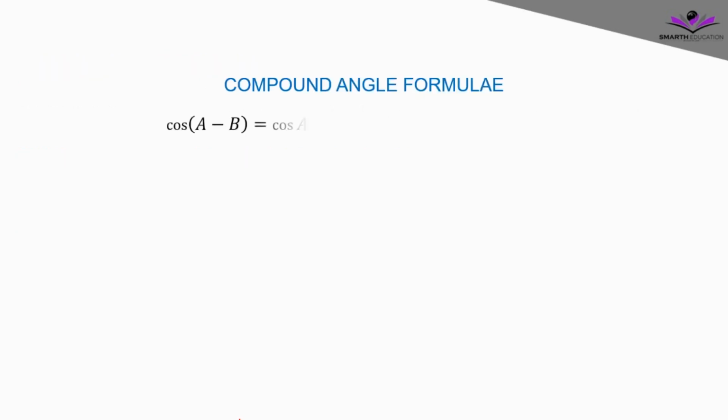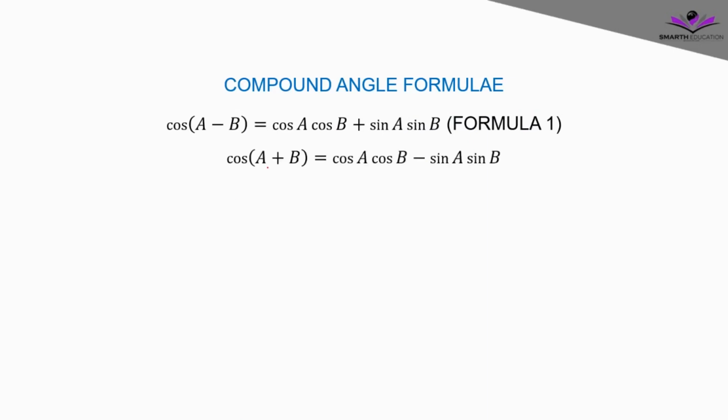So these are the following compound angles. We say this one is formula 1. This is from where all the compound angle formulae are going to be derived. The other one is this one: cos A plus B. Follow the order: A, B, A, B. Then it's cos A, cos B, sin A, sin B. But now the operation changes. Here is plus, here is minus. Okay? Cos A, cos B, sin A, sin B.